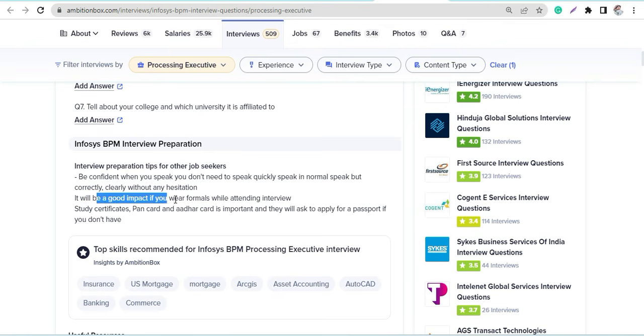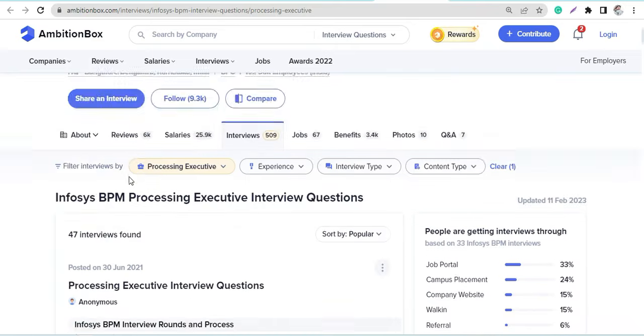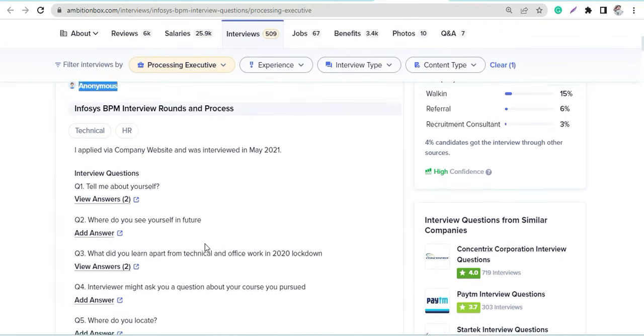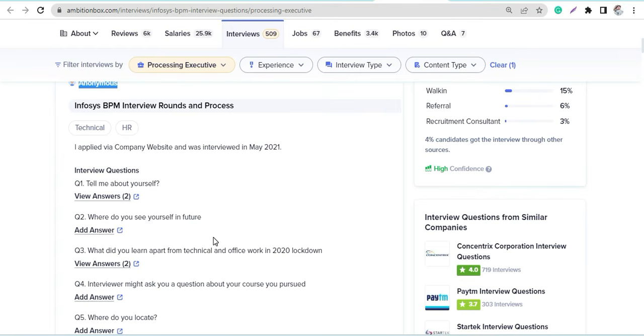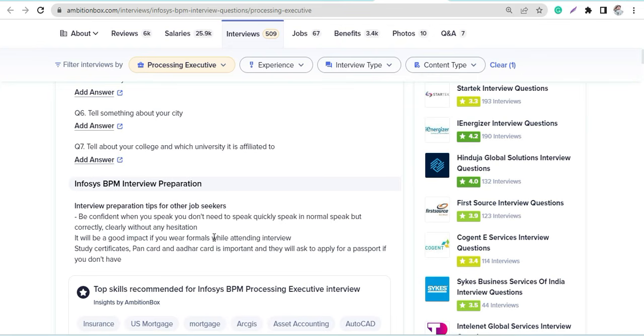It will make a good impact if you wear formals. So this is a very general thing. And certificates, PAN card, and your Aadhaar card are very important if you have them. And a passport, if you don't have one, you can apply for it. These are the general instructions which this person, who has written anonymously, has given as feedback on his or her interview. So I hope you have understood how to prepare yourself. And these are very generic questions.